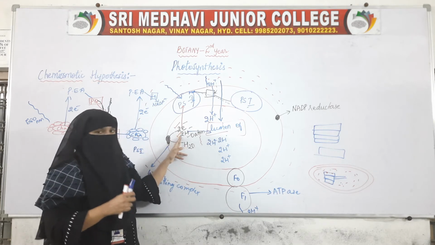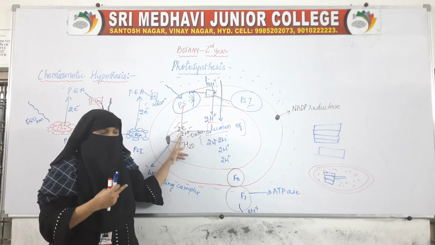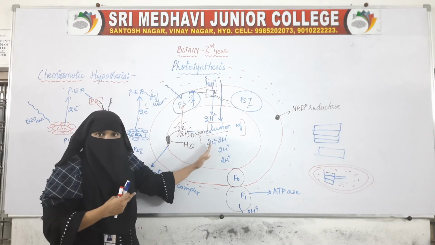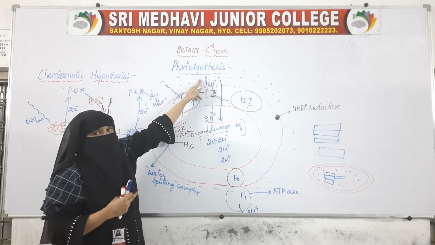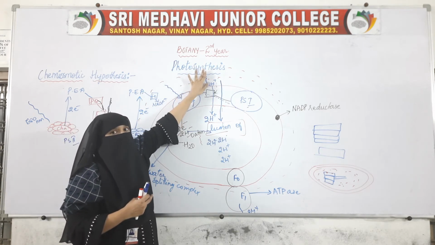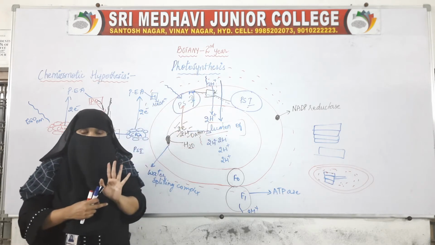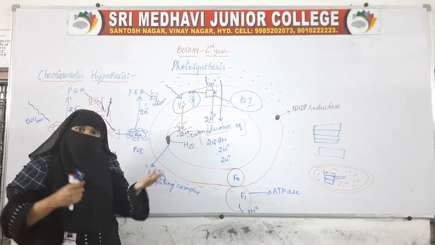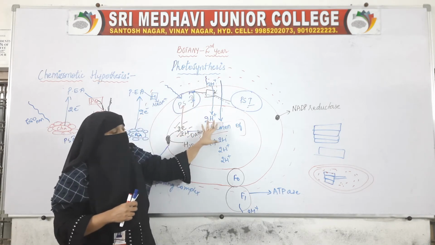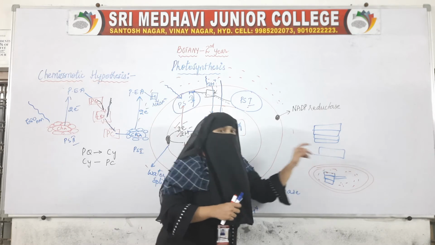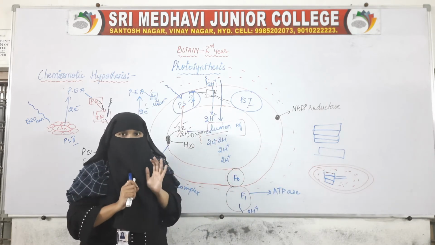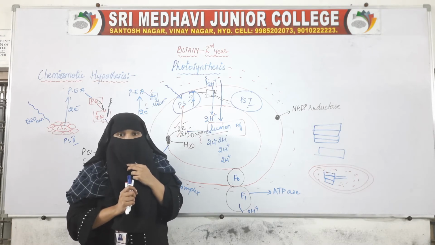The protons which we got from the breaking of the water molecule are present in the lumen, and the cytochrome is also pumping the protons which are present in the stroma inside the lumen. Now with the protons from both sides, from the water and from the stroma, inside this lumen the concentration of proton is very, very high.